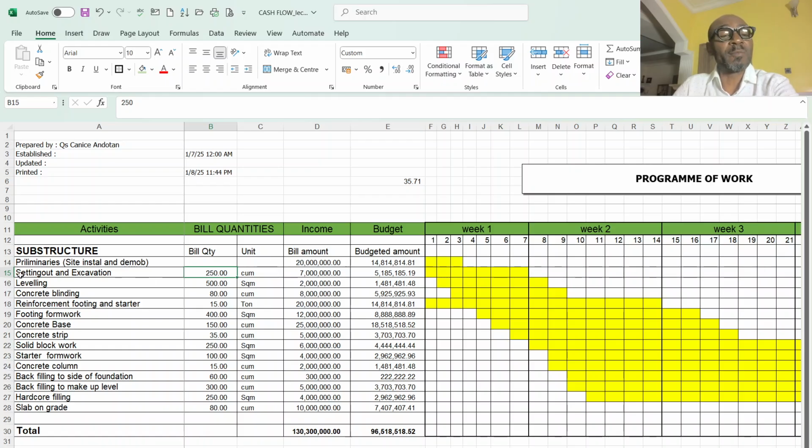Say I have 250 cubic meters of excavation to do, and it's for 7 days. So for me to achieve this 250 cubic meters in these 7 days, I need to do not less than 36 cubic meters daily. It can be more. If it is more, it is good for me.